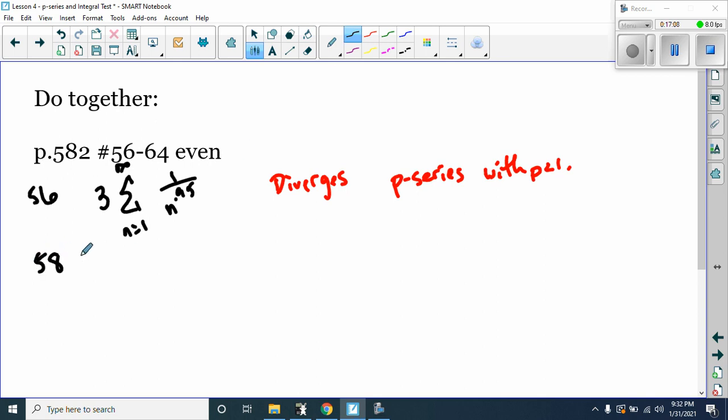58. 58 says the sum, as n goes from 1 to infinity, of 1.075 to the n.